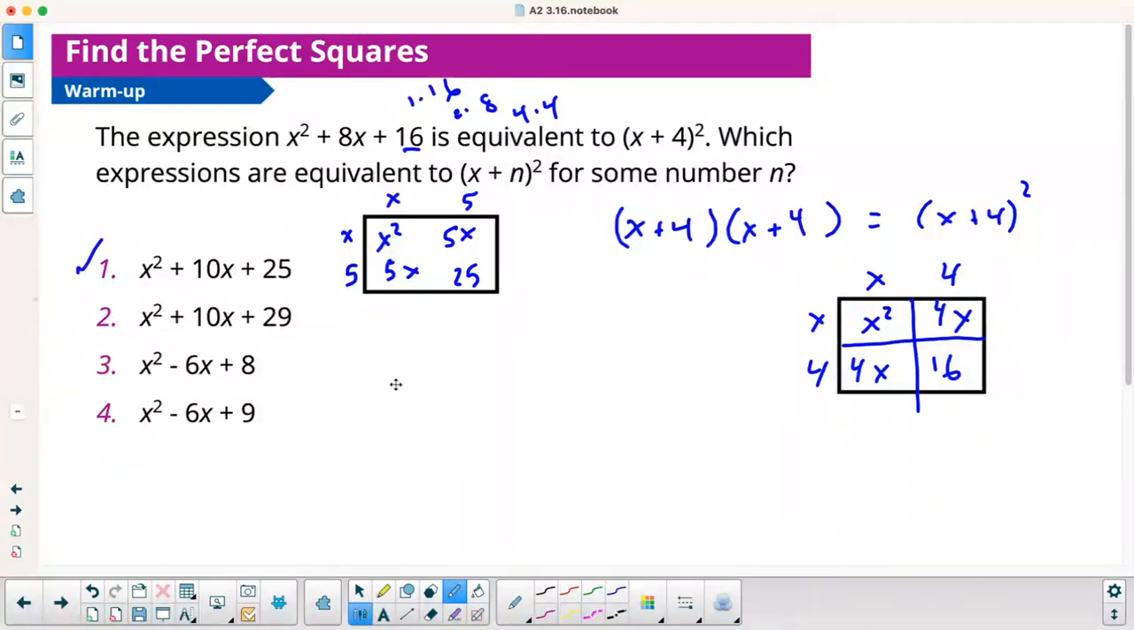Over here, well, 29 wouldn't work because 29 is a prime number. So the only factors of 29 would be 1 and 29. Then when you add those, you get 30x, so that'd be a no.